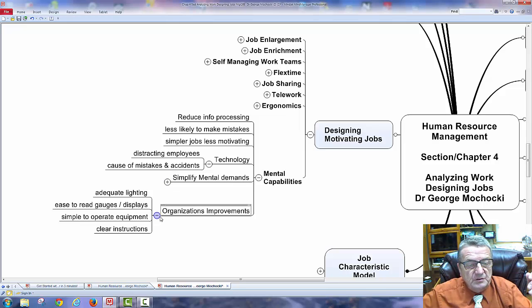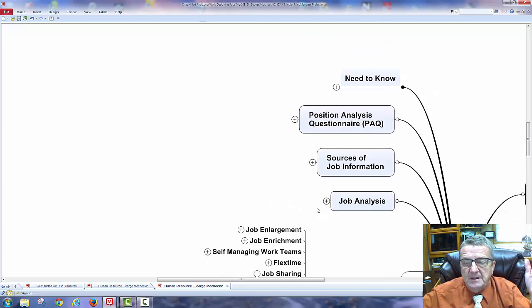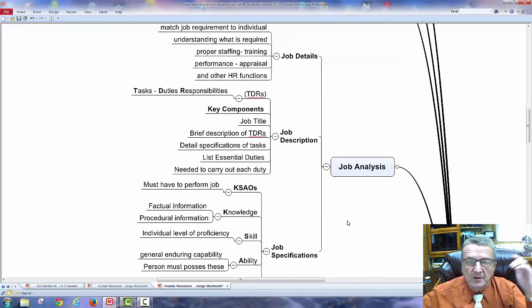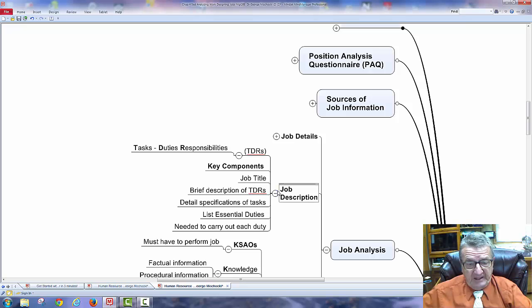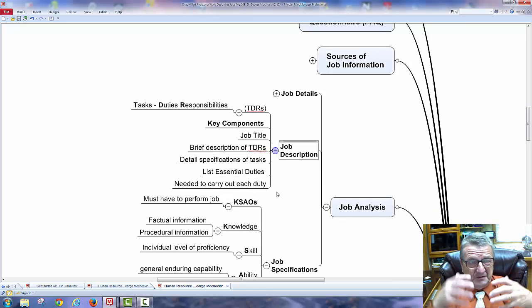In organizational improvement: simple to operate equipment, clear instructions, okay? So now you've got job analysis. Now when I look at job analysis, what is the job? How am I going to analyze the job? Proper training, proper appraisal, proper function. These are all involved in the job detail. The next one is job description. You have to tell me step by step.